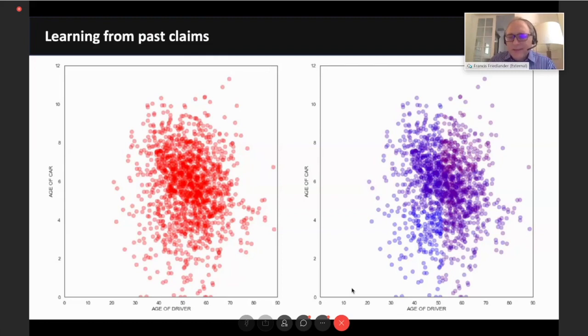And here it's interesting because younger cars and younger drivers actually lead to fewer claims, but the claims are more expensive because people drive faster. So when something happens, it's a bit more expensive, right?